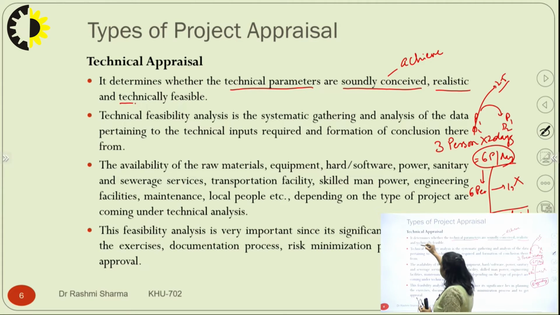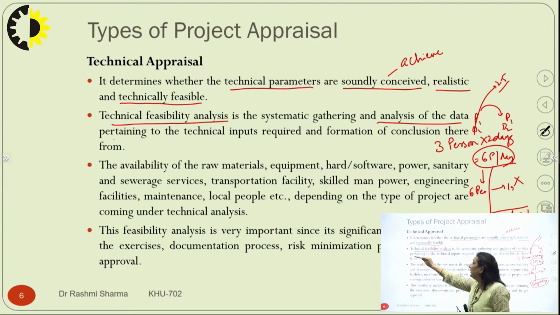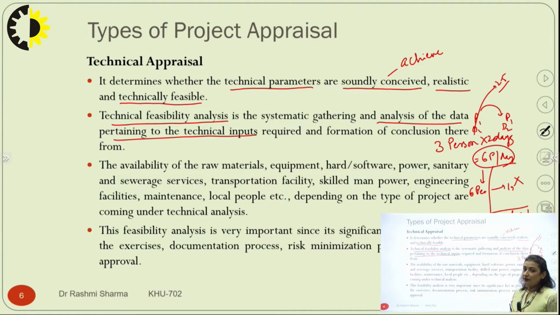So next is, it should be technically feasible also. The parameters which we have to conceive should be conceivable. Obviously, if it is realistic, then only we would be able to conceive it, and it should be technically feasible. So we have to do a technical feasibility analysis. How is it being done? We should have a systematic gathering and analysis of the data pertaining to the technical inputs which are required. We have to analyze the data which we have to give the particular product as the input. The analysis part is very important to see what are the pluses and what are the minuses of that particular product. Then the conclusion is formed.